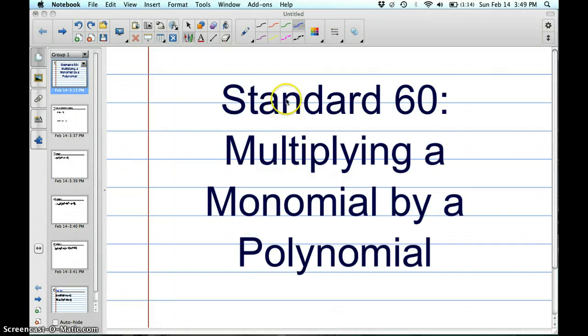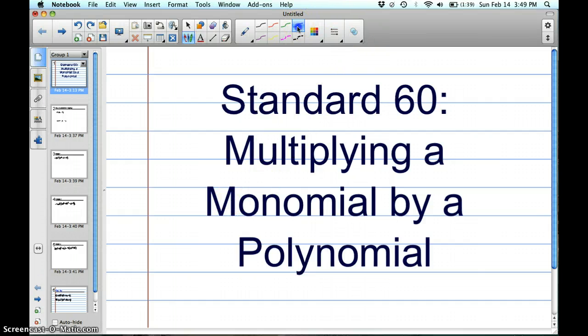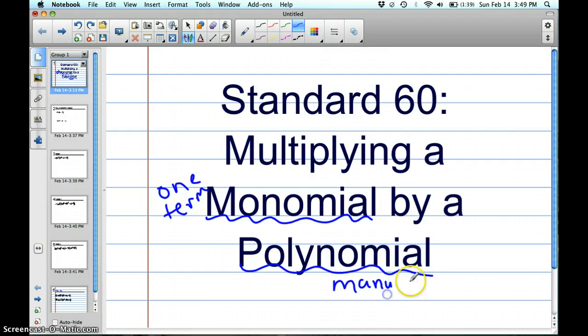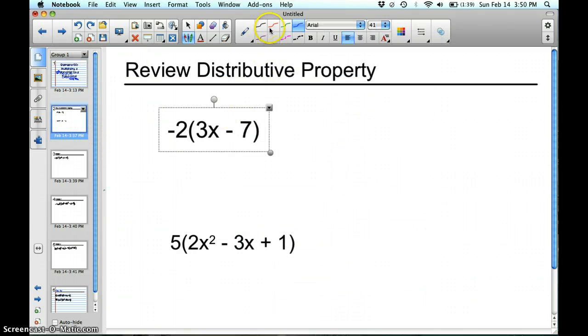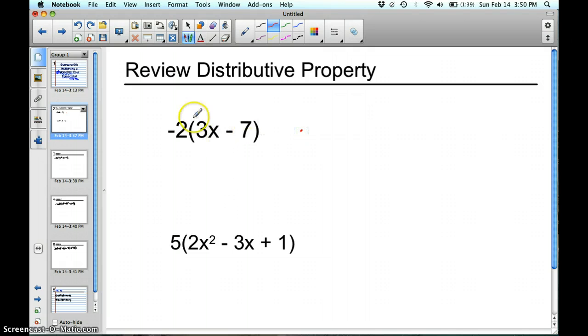This is standard number 60, multiplying a monomial by a polynomial. If you remember from last video, monomial means one term, and a polynomial just means many terms. So we could have 2 terms, 3 terms, 4 terms, so on. Okay, so let's review the distributive property.